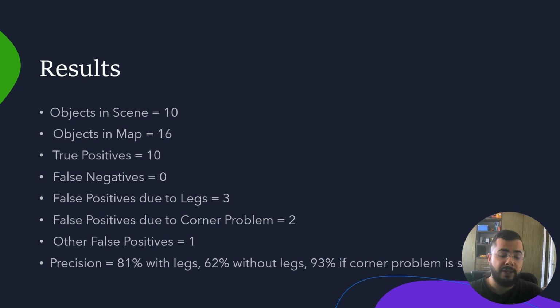If we consider the legs not to be a problem, the precision of the system is 81%. If we consider the legs to be incorrect, we can say that the precision of the system is 62%. And if I were to fix the corner problem, I would reach a precision of 93%. And the sensitivity, of course, is 100% because all true objects were detected correctly.